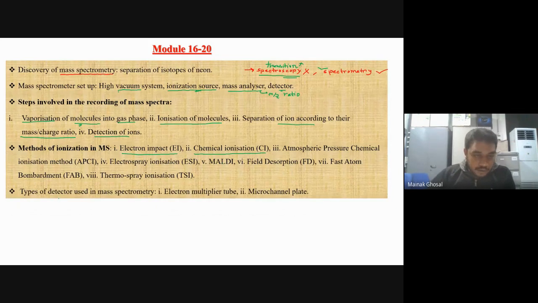Now you need to know the kinds of detectors used in mass spectrometry. One is the electron multiplier tube, and another is the MCP, that is the microchannel plate. The electron multiplier tube takes your electron and multiplies it a number of times using some arrangement. These kinds of detectors are built into your instrument.